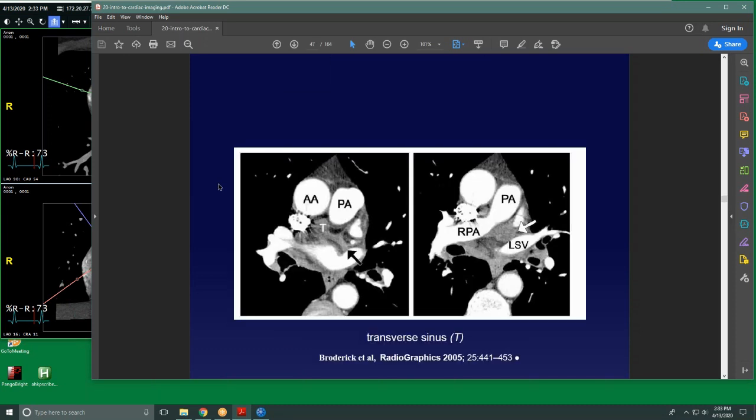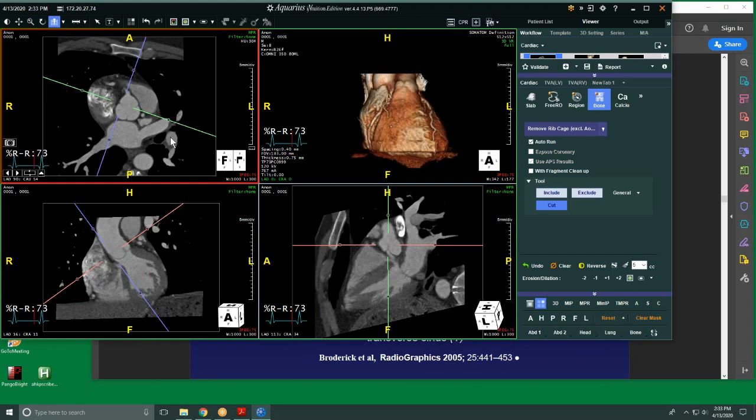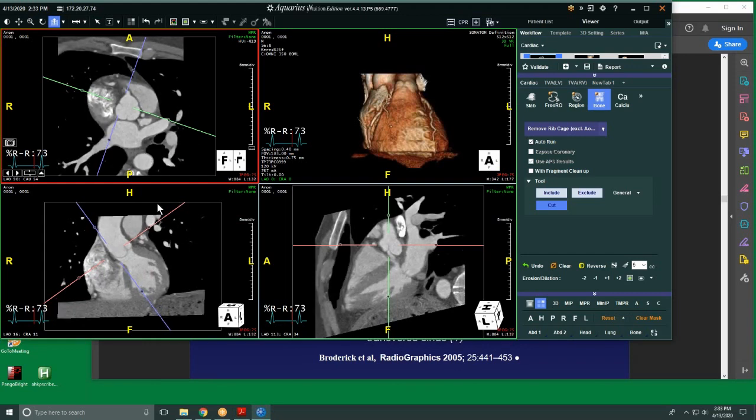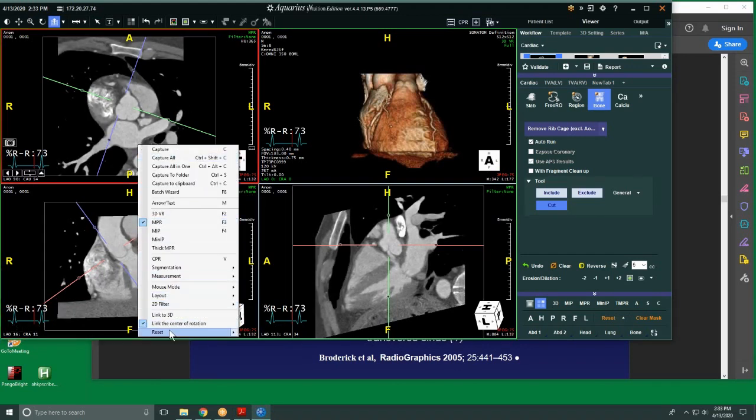Okay, now the pericardium. The pericardium extends around the heart. The pericardial recesses can be a little bit tricky. So I just showed you right over there some of the pericardial recesses. Let me just reset here.